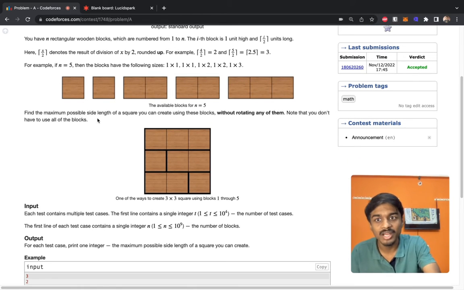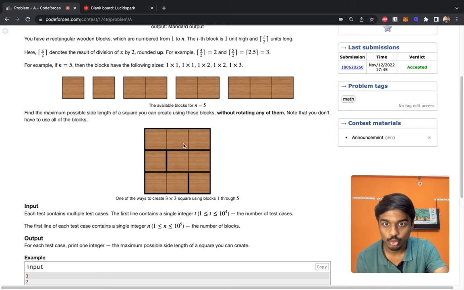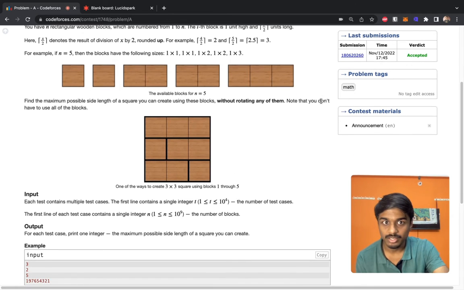Now we have to find the maximum possible side length of a square you can create using blocks without rotating any of them. So after generating all these boxes, you have to stack them one above the other. You can mix them, but the only condition is you cannot rotate them. So how did they do this here? Here 3 came here, and 2 they kept it here. 2 again they kept it here. 1 they kept it here. 1 also they kept it here, and they also told that you don't have to use all the blocks.